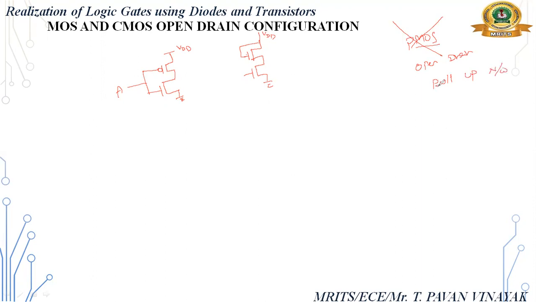PMOS is a pull-up network. For a pull-up network, we can't create open drain because we do not get output at the drain. We take output at the source. For a pull-up network, we collect output at the source, not at the drain. For a pull-down network, we collect output at the drain. So we do not use PMOS. Observe here, this is PMOS, and here also we take output, so this is the drain part. We leave the upper part. Same thing for NMOS also.